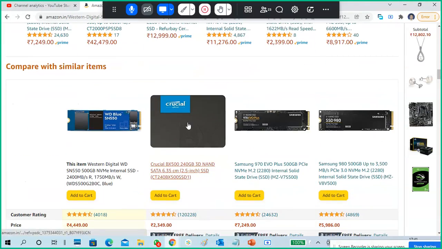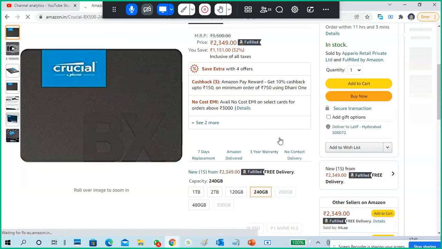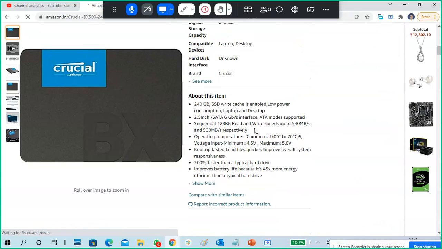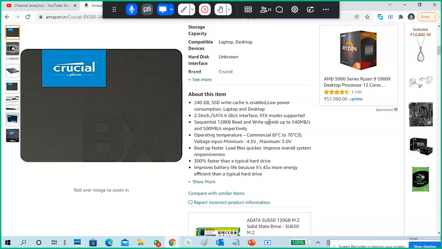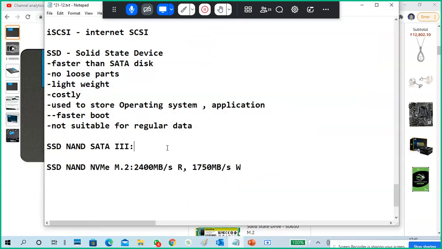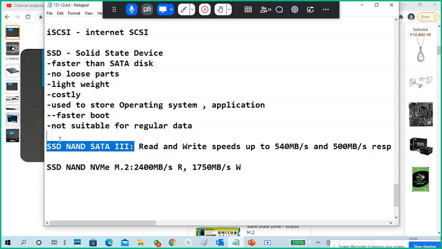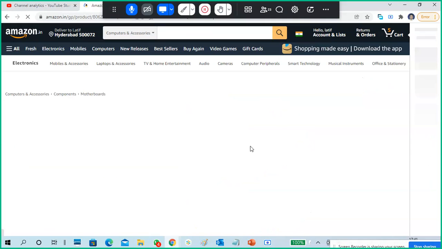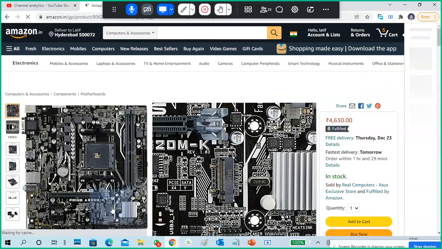If you go with the normal SSD like this, the SATA type of SSD, what is the read and write speed? You'll get like this. See, the read and write speed is like this. So this one is faster than that one. When you decide to buy an SSD, buy this type of SSD. Don't buy this type. Last time, I didn't know this and purchased it.